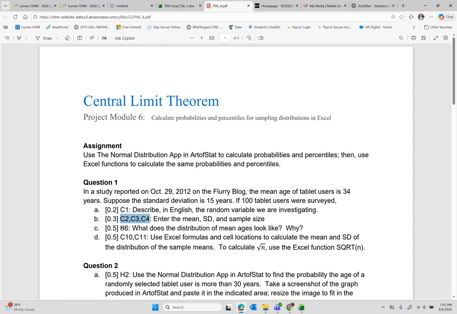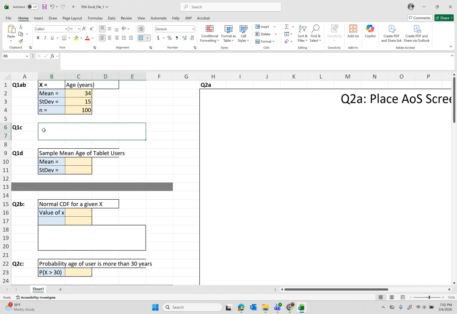Part C is asking us in cell B6 to describe what the distribution of the mean ages will look like and why. And we know from the central limit theorem and the law of large numbers that if we have a sample size of 30 or more observational units from the population, then the distribution of the sample mean will be approximately normal. So here we are going to write: the distribution is approximately normal because the sample size n is 100, which is greater than 30.